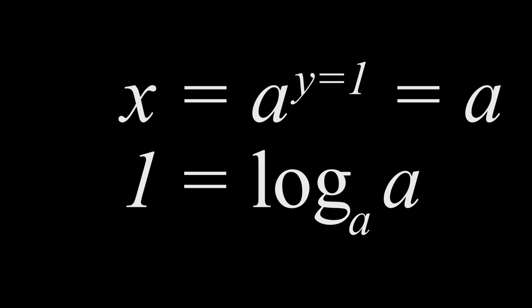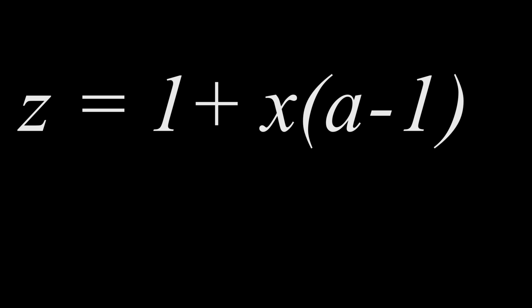All we need to do now is to calculate the logarithm of 1 for x equals 0 and the logarithm of a for x equals 1. For that, we will use an additional variable. Let's call it z, such that z equals 1 when x equals 0 and z equals a when x equals 1. And that is just a basic linear function: z equals 1 plus x times (a minus 1).